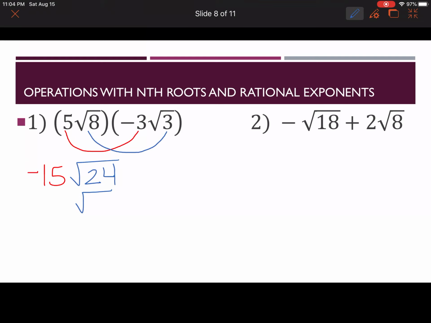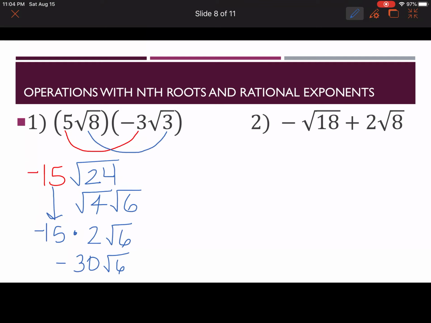24 can be broken down, though, to 4 times 6, which is equal to 2 root 6. Okay, so what I really have here is negative 15 times 2 root 6. And my final answer is negative 30 root 6.